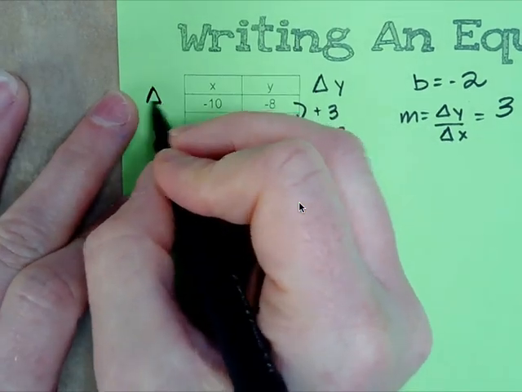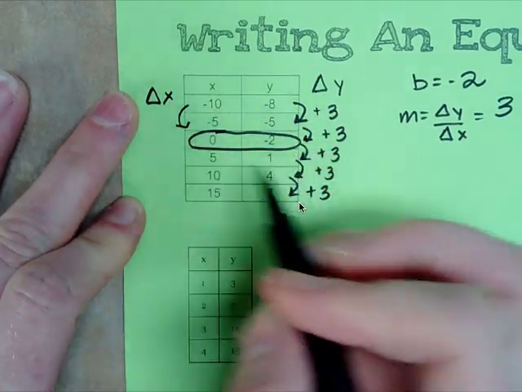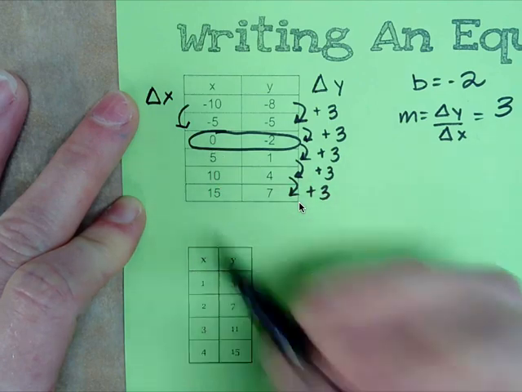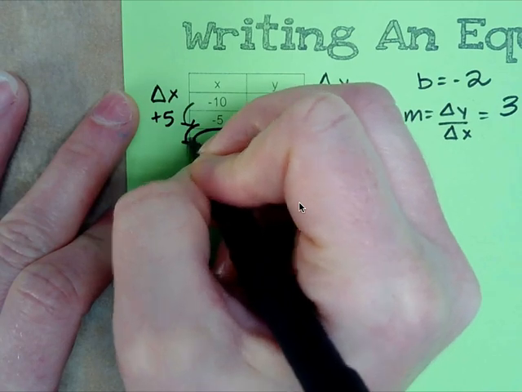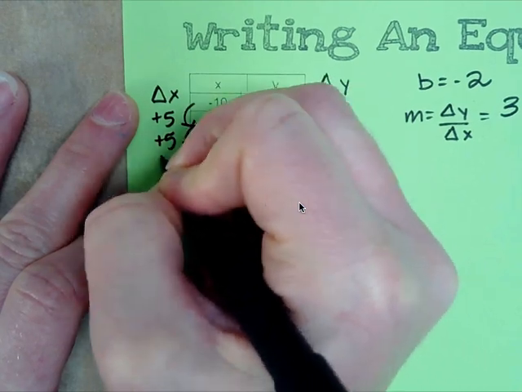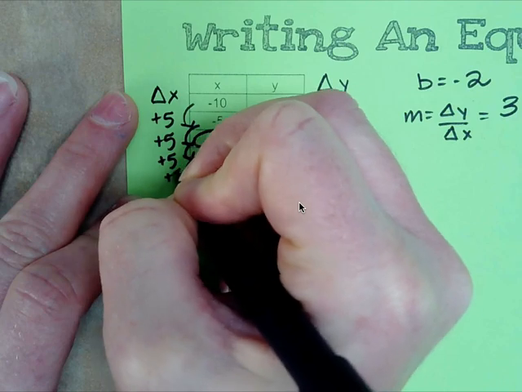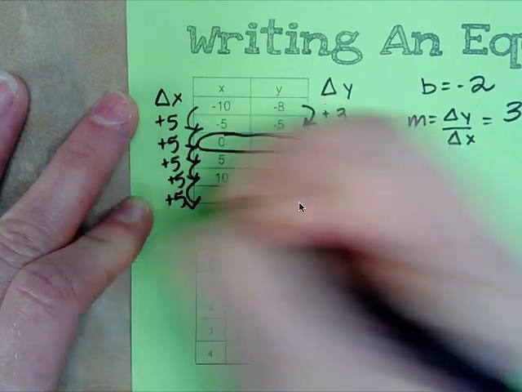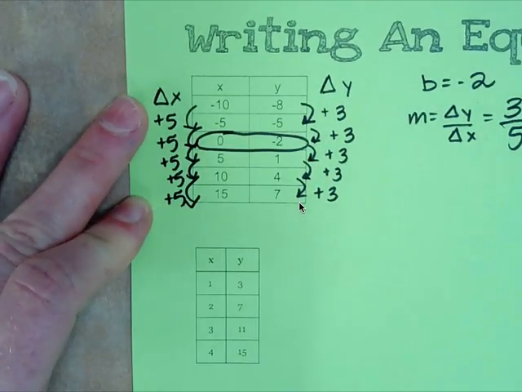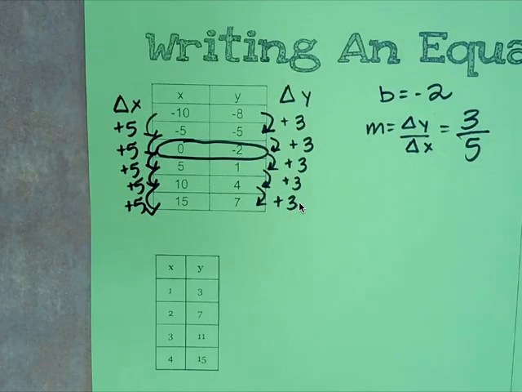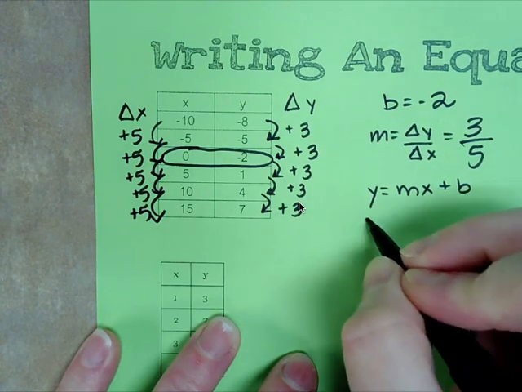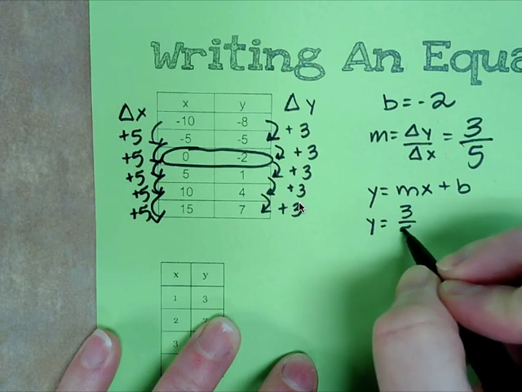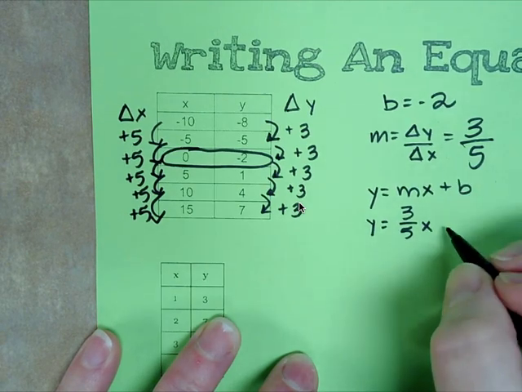Then our change of x's comes from the x side, going from negative 5 to 0 to 5 to 10 to 15. What is that going by? Plus 5 each time. So that means that is the bottom of the fraction on the slope. They're not separated. They are together as one fraction. Then we write our equation as y equals mx plus b. So y equals 3 over 5x plus or minus 2.